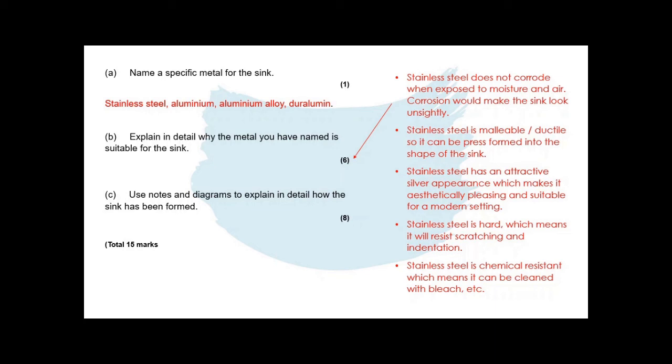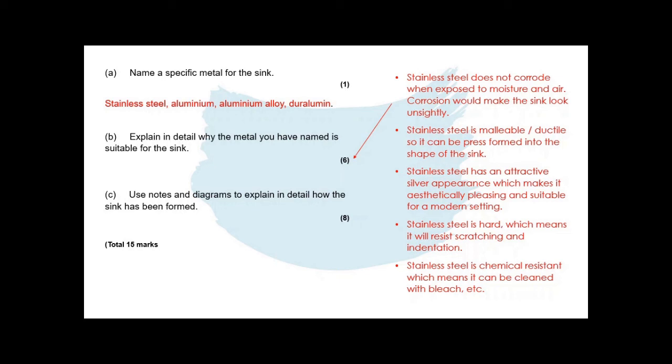So if it's, for example, a sink, you know that it will have to be corrosion resistant. You know that, okay, in a sink there's going to be water, there's going to be bleach, it needs to be able to withstand that, it needs to withstand scratching. So you can sort of reverse engineer an answer based on what it's given you.